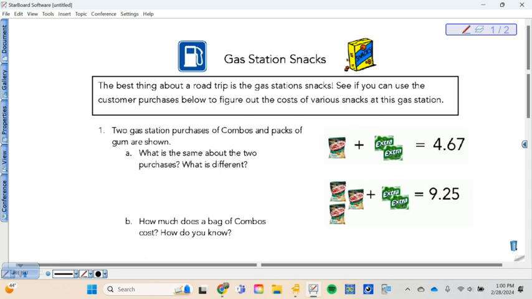Justin, look at the Wednesday paper, please. Wednesday paper. Okay, we're going to the gas station to get some snacks. Field trip. Right? What are we getting in the first two purchases?